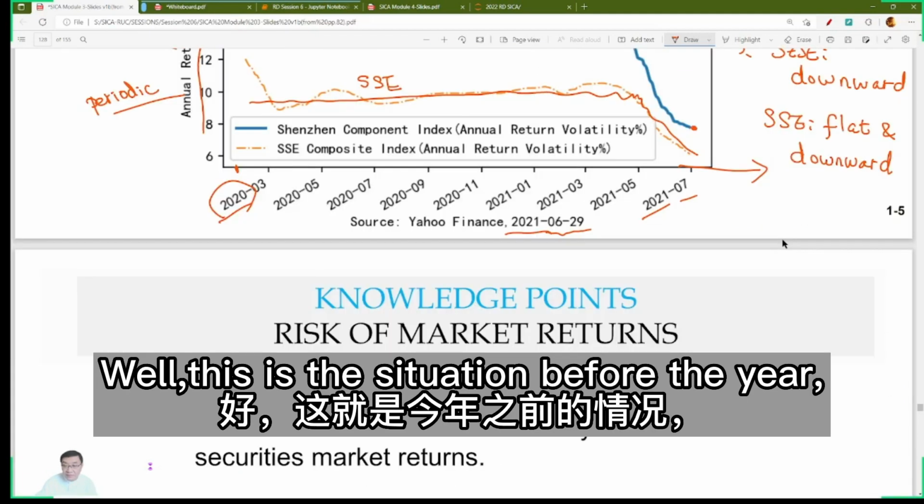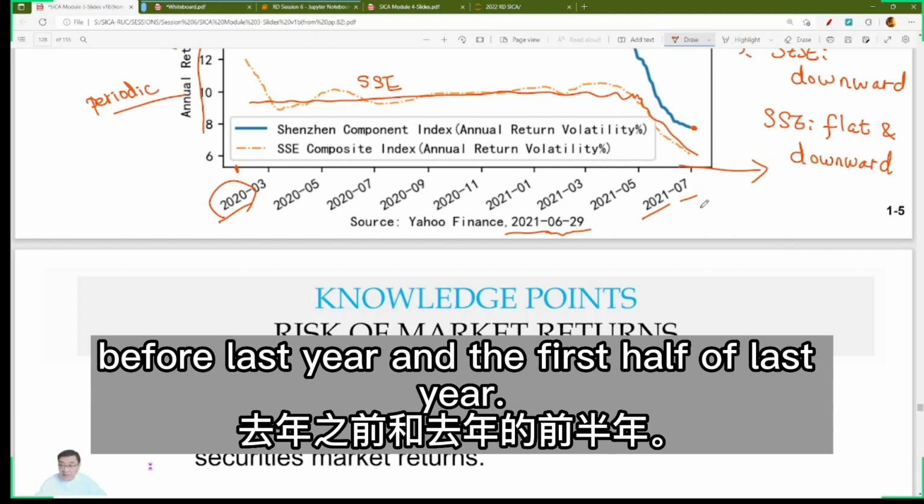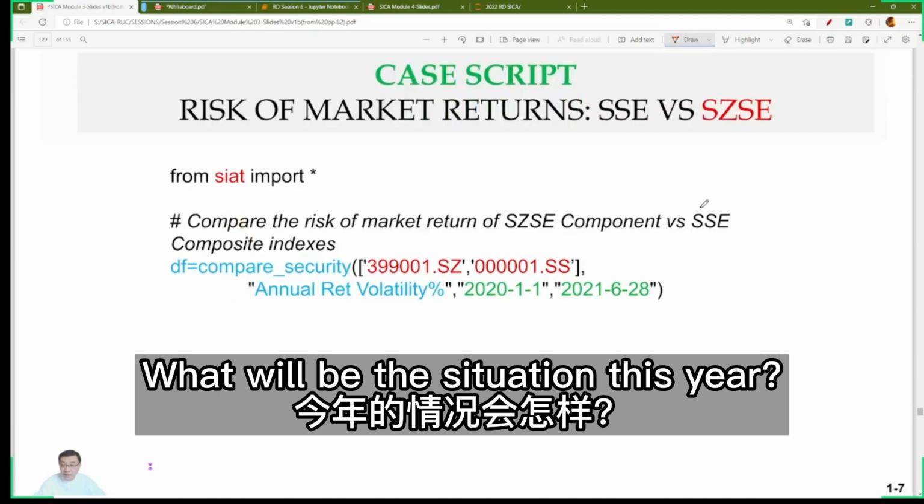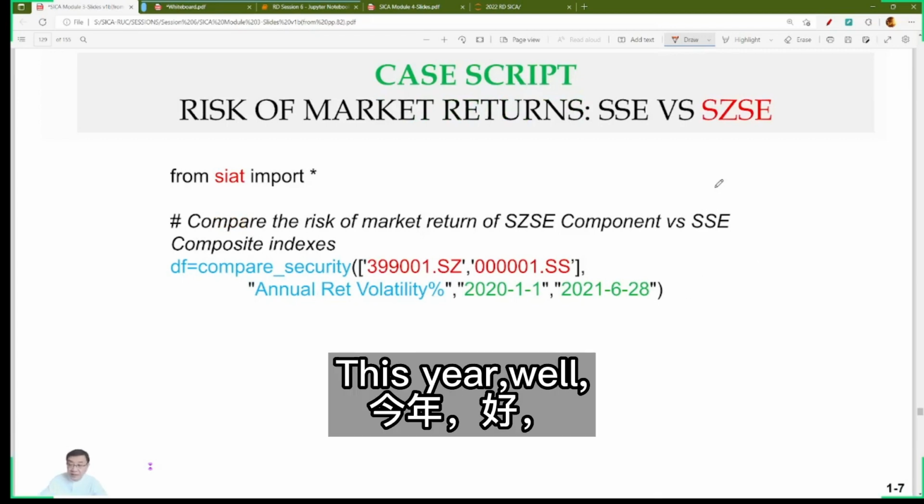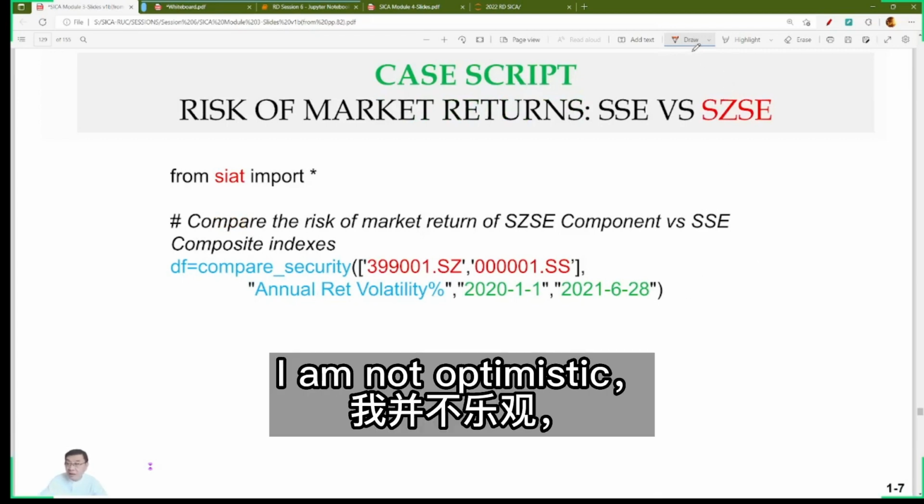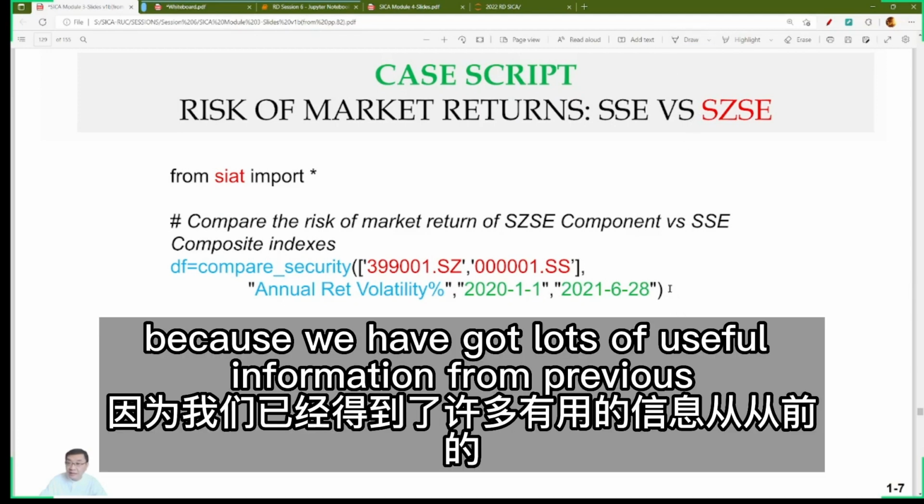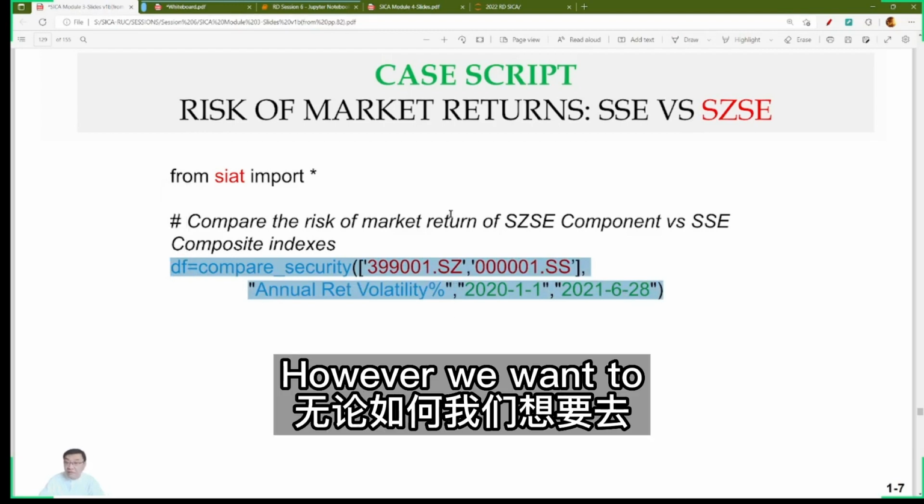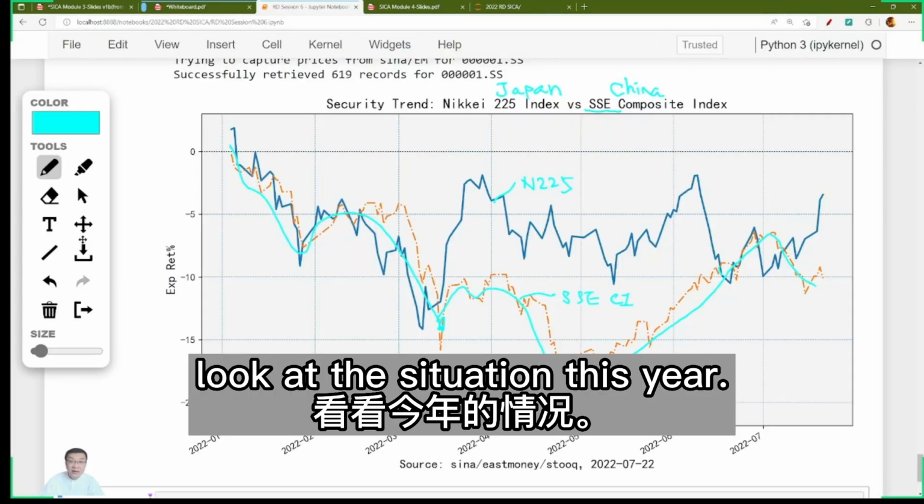Well, this is the situation before last year and the first half of last year. What will be the situation this year? This year, well, I am not optimistic, because we have got lots of useful information from previous studies. However, we want to look at the situation this year.